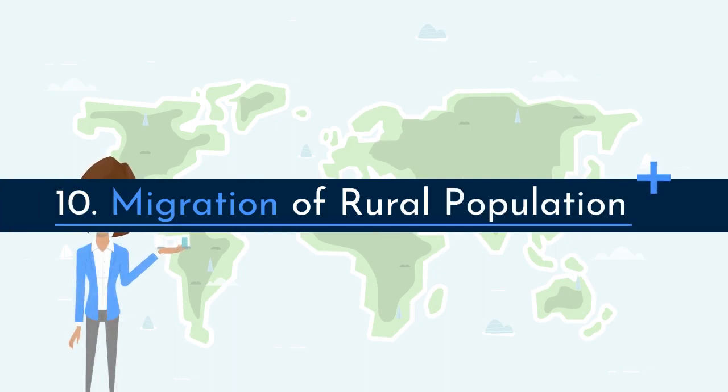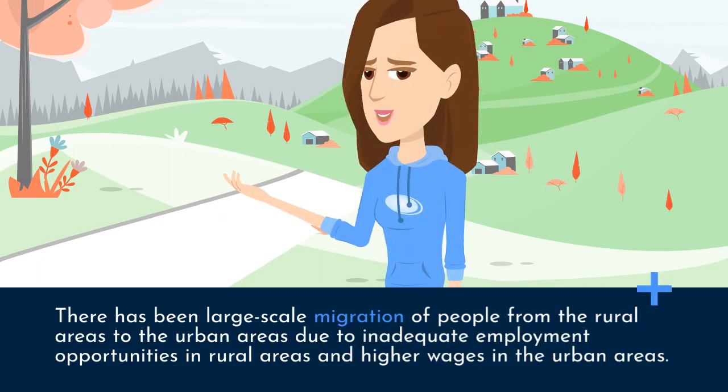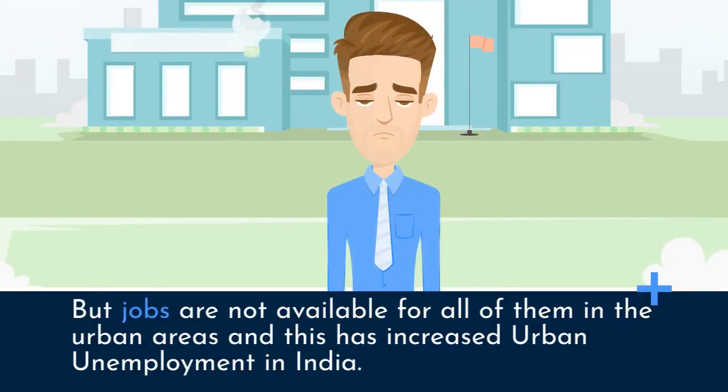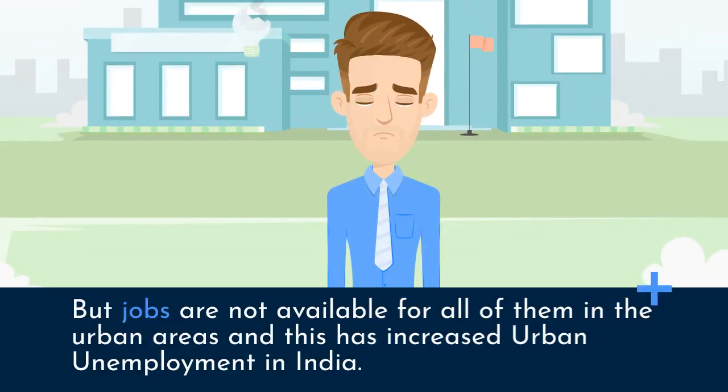10. Migration of rural population. There has been large-scale migration of people from the rural areas to the urban areas due to inadequate employment opportunities in rural areas and higher wages in the urban areas. But jobs are not available for all of them in the urban areas, and this has increased urban unemployment in India.